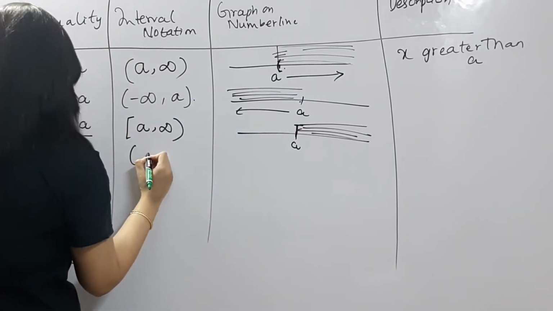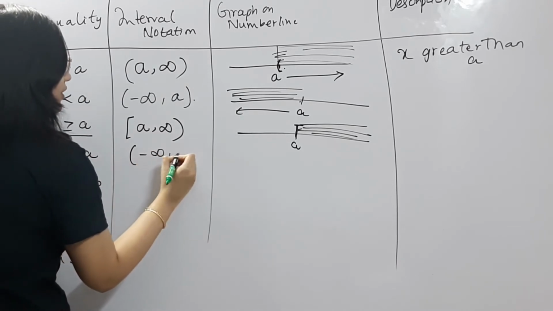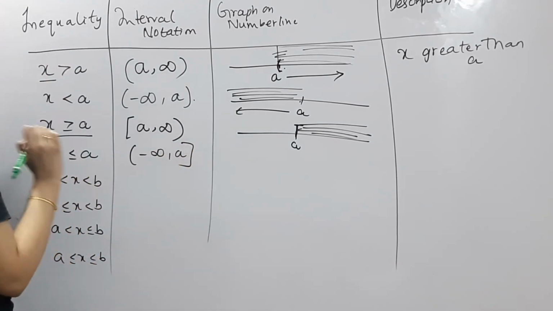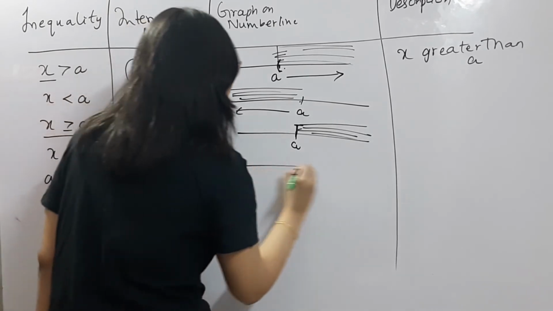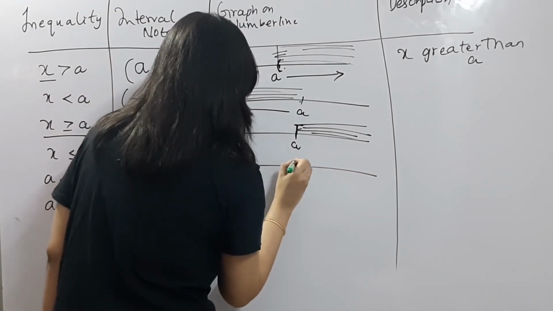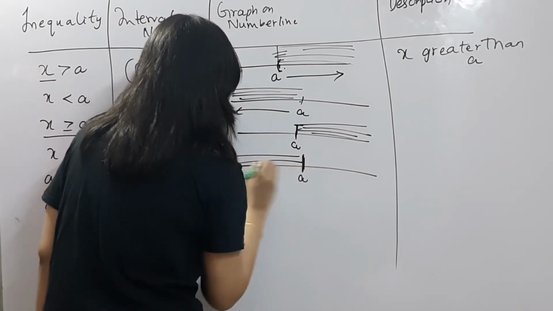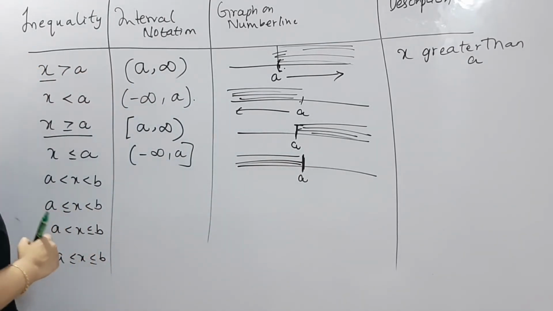Well, now what is less than or equal to? Here you say minus infinity comma a. Because we got equal to here, we need to include a. Now you can say a here, and it will start from a, it will go to the negative side. Right.